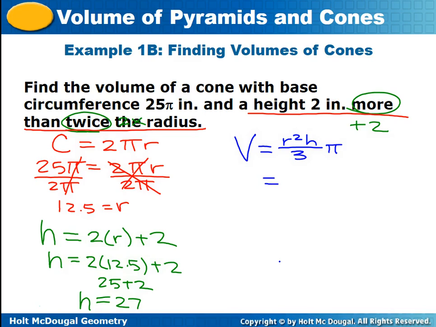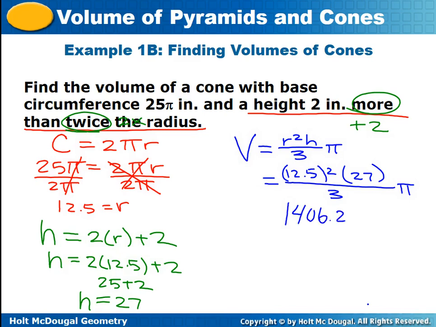So we're going to do our r squared, which was 12.5, and multiply that times our height, which was 27. We're going to divide all that by 3 and multiply it by pi. So now when I square my 12.5, multiply it times 27 and divide it by 3, I get 1,406.25 pi. And again, this is inches, so we're going to do our unit cubed.